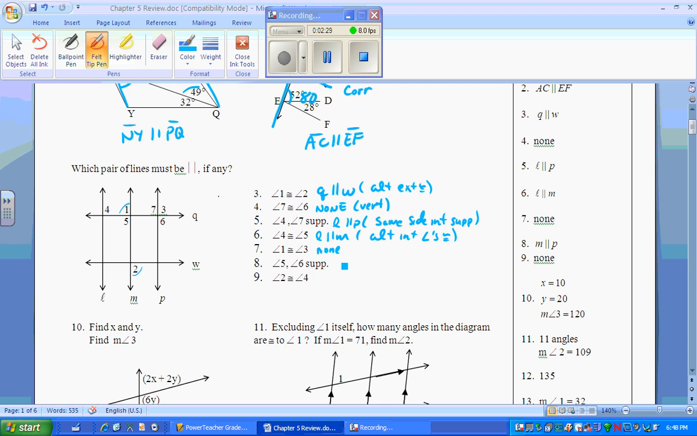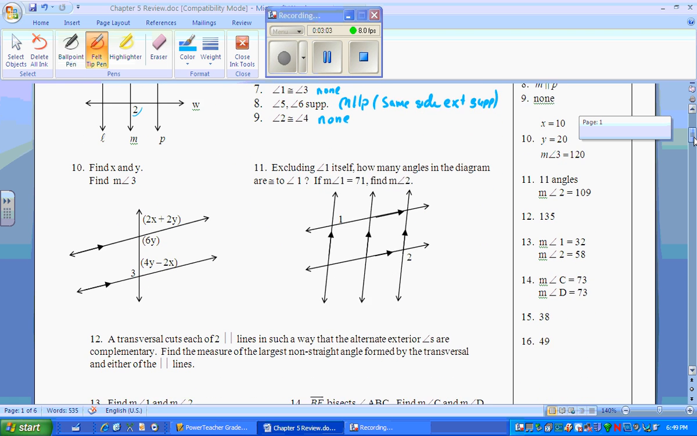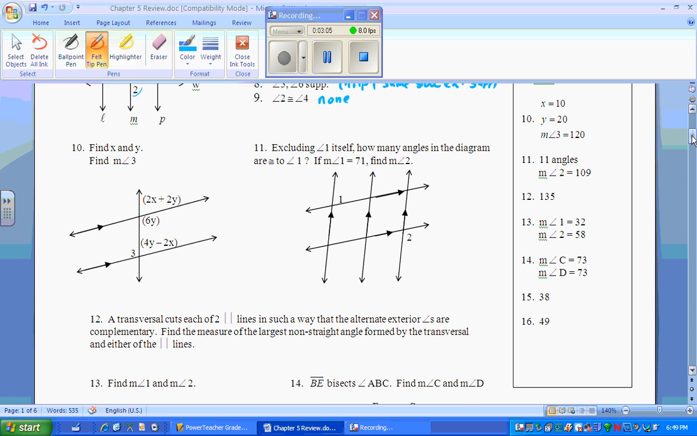5 and 6 are same side exterior. So we have lines M and P. 2 and 4 don't even have a line being a transversal, so once again, that's none. If you're struggling with this, you need to go back into your note sheets and start learning the vocabulary words for those. Number 10, find x and y and the measure of angle 3.